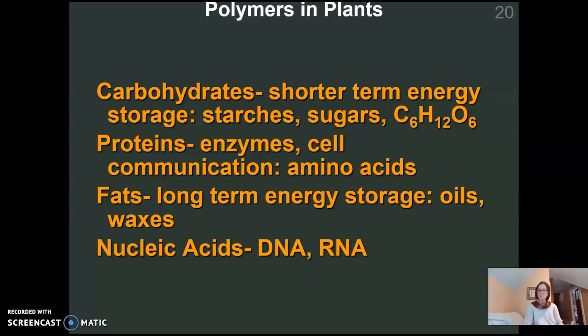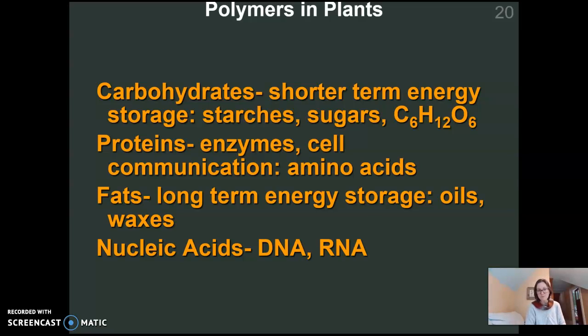So when a plant does photosynthesis, it takes solar energy, it takes water up from the roots and carbon dioxide from the air, and combines these things into carbohydrates. And some of those carbohydrates become starches, which are for longer short-term energy storage, and some are sugars, which are sometimes short-term energy storage.